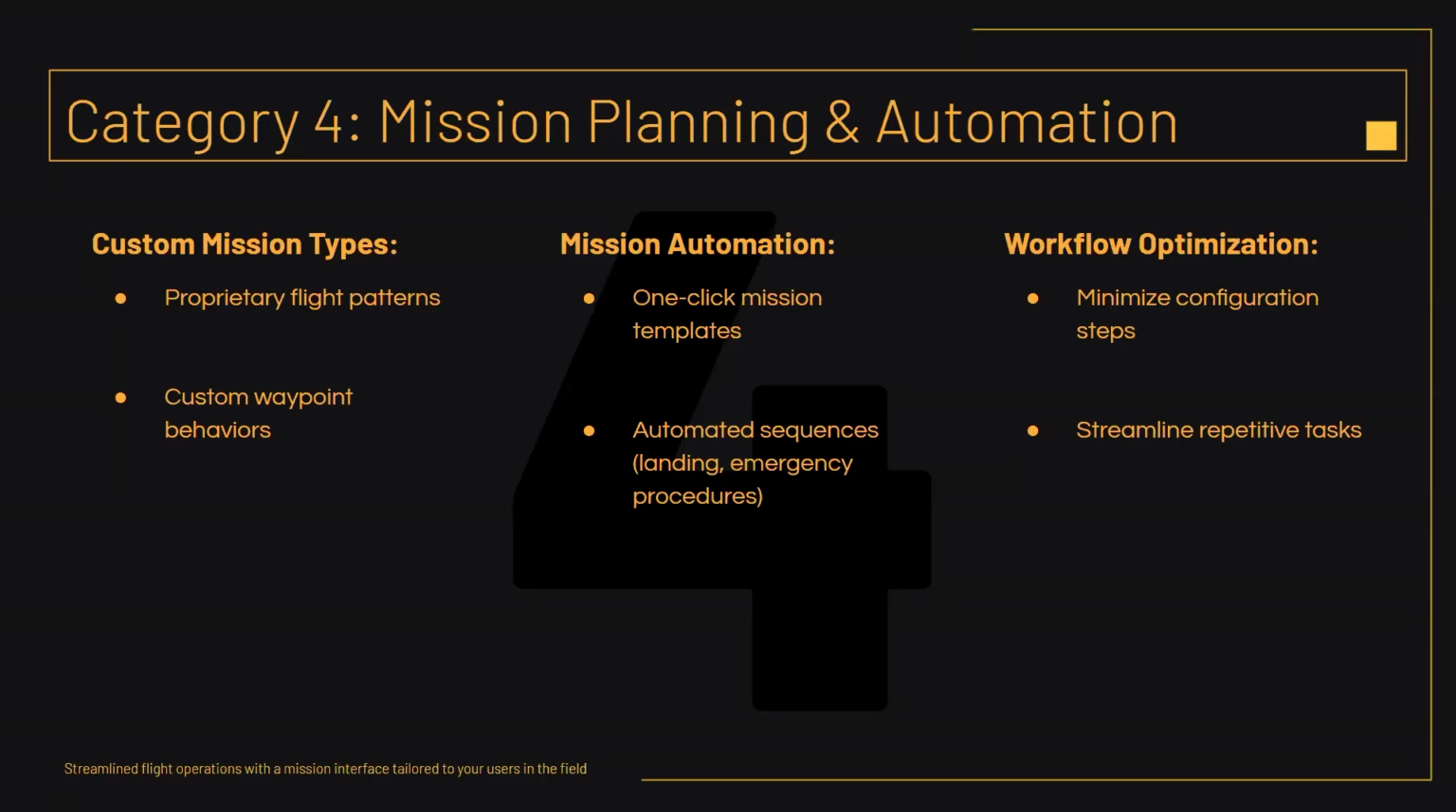There's also, I mean, that kind of just goes into automation, but you might want to create some automated sequence for landing or emergency procedures. Or let's say you want to just click a button and have your drone set up a land mission, a very simple land mission based on where it is. The whole purpose of mission planning and automation very often is to minimize the steps you need to set up a mission and streamline the repetitive tasks to make the process easier for users.